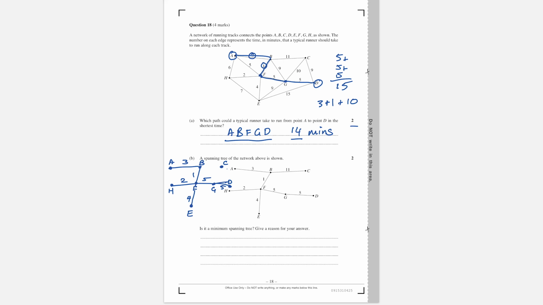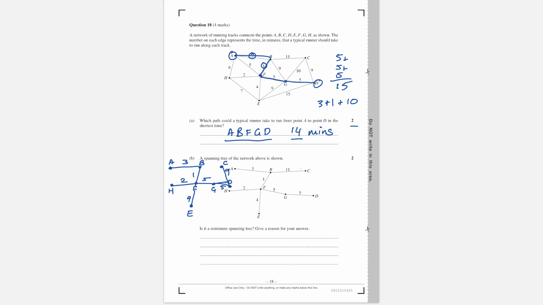And then lastly, we've got C to connect. We can ignore all of these other numbers like the 6, the 7, the 9s. We just want to connect the C to the rest of the network. And the shortest one there is going to be the number 9 right here, C to D.